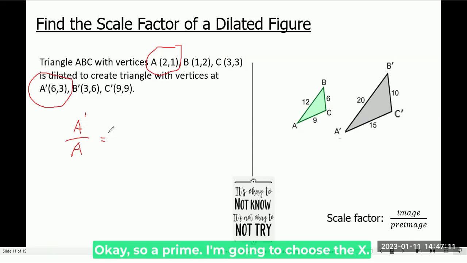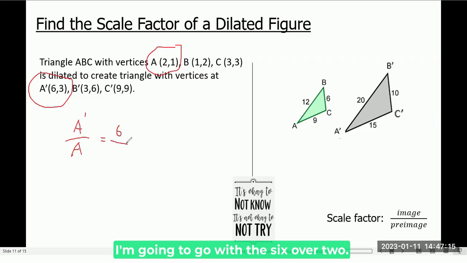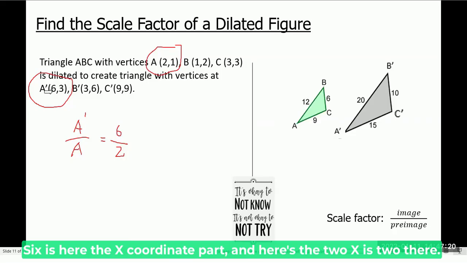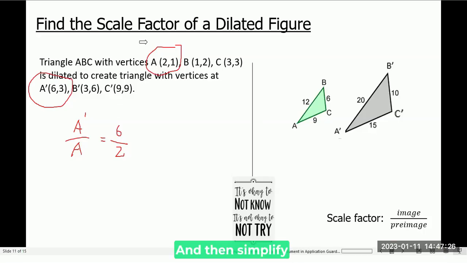Okay. So A prime, I'm going to choose the X. I'm going to go with the 6 over 2. So where did I get that from? 6 is here, the X coordinate part, and here's the 2. X is 2 there. And then simplify. 6 divided by 2 is 3. Scale factor is 3.